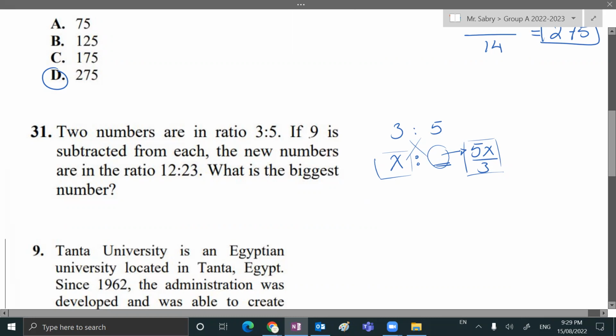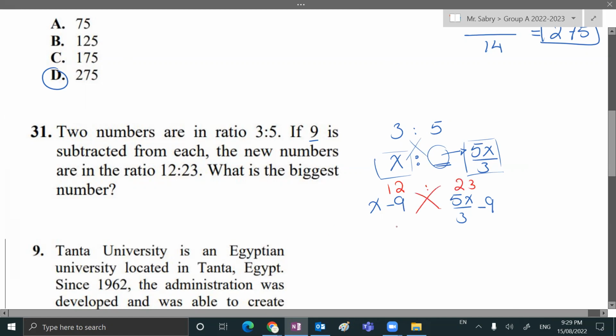Now they say 9 is subtracted from each. So I'll remove from the first one 9, and I'll remove from the second one as well 9. So the first one minus 9 and the second one minus 9. The new numbers are in the ratio. These two new numbers are now in the new ratio of 12 to 23. So it's now these are in the ratio of 12 to 23.